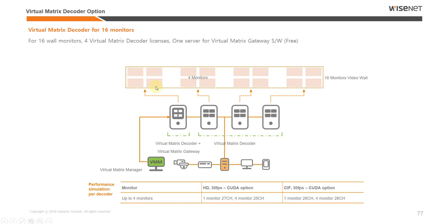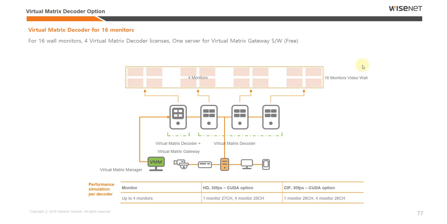We also recommend not more than four monitors per PC. So that's why here maximum is four, and each PC you have to buy a video decoder license and activate it on that PC, not here, not somewhere else. It should be activated on each PC. Okay.